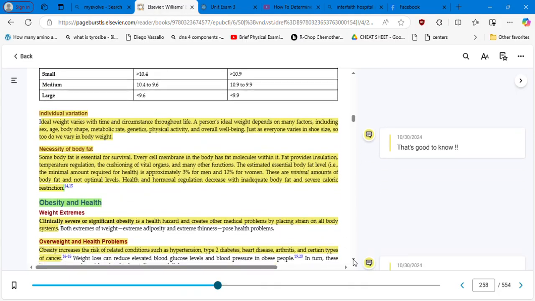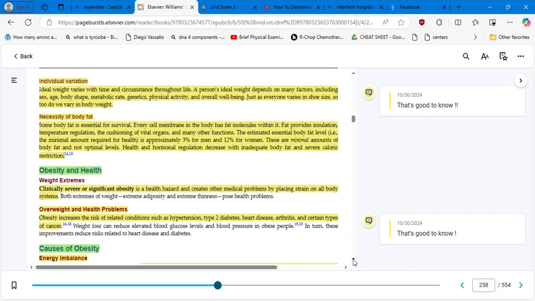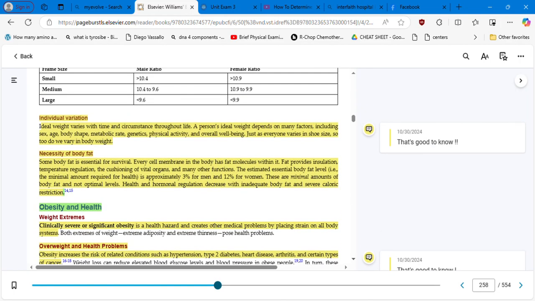Okay, individual variation. Ideal weight varies with time and circumstances throughout life, right? A person's ideal weight depends on many factors, including sex, age, body shape, metabolic rate, genetics, physical activity, and overall well-being. Just as everyone varies in shoe size, the same thing happens with body weight.